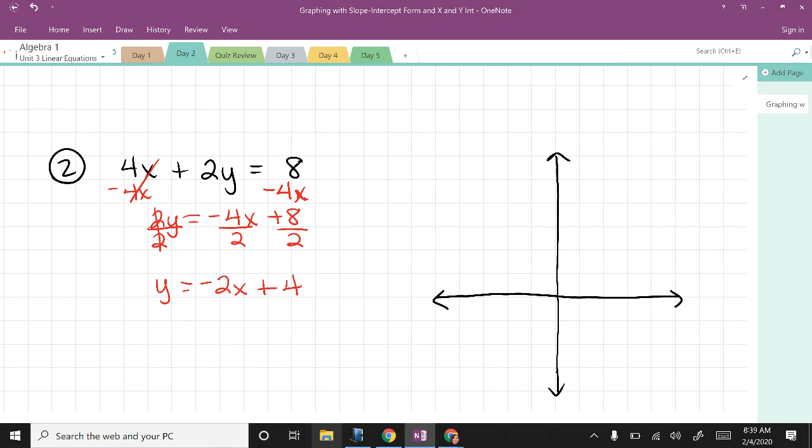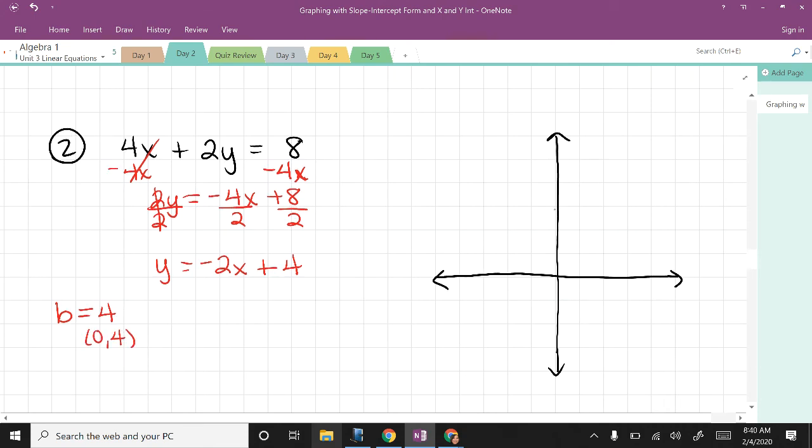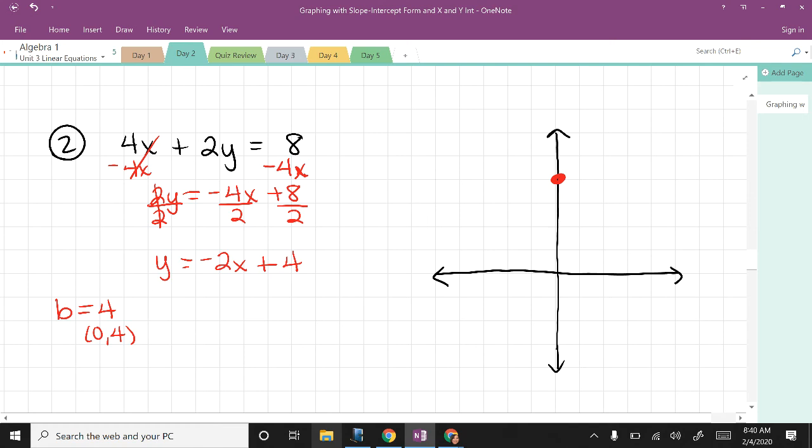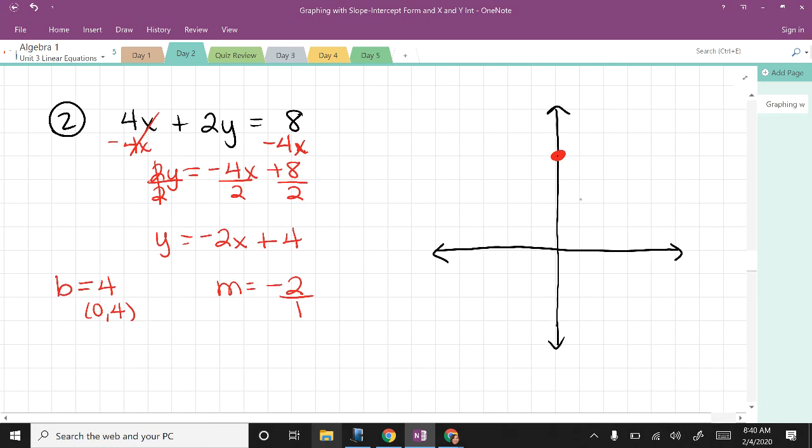Any questions about that? Because if we don't get the slope-intercept part right, we're not going to get our graph right either. So is everybody okay with this part? Any questions? All right, what's our y-intercept? 4. So we start at (0, 4) on the y-axis, which is right there. What's my slope? -2 over 1. So down 2, to the right 1. Stop moving, graph. And then you do a nice straight line. Raise your hand if you got number 2 correct. Are there any questions on graphing with slope-intercept form?